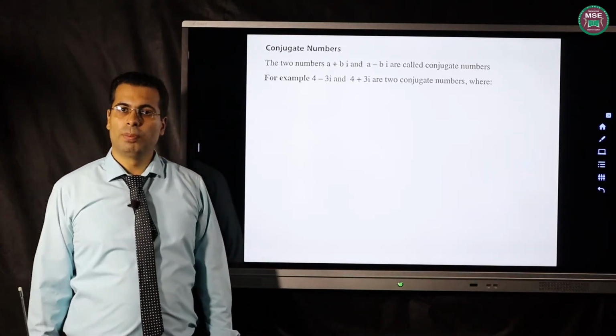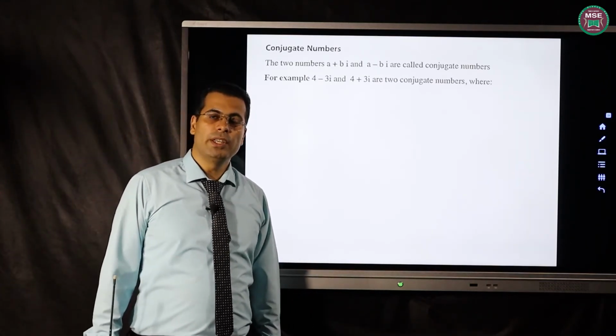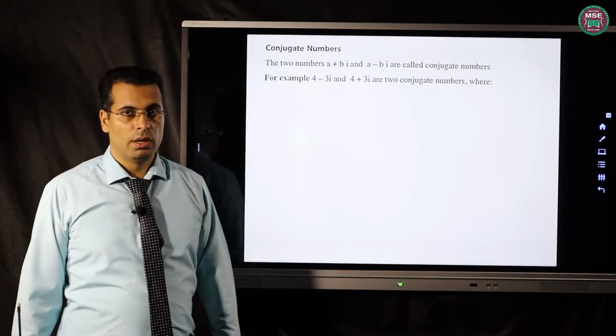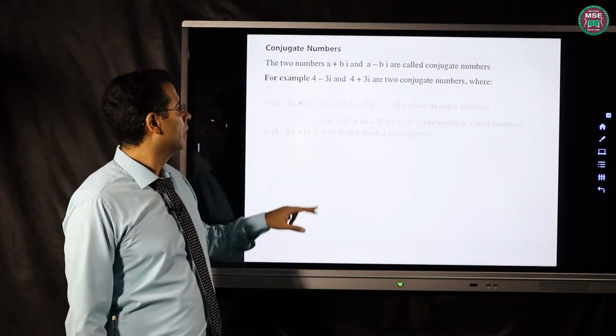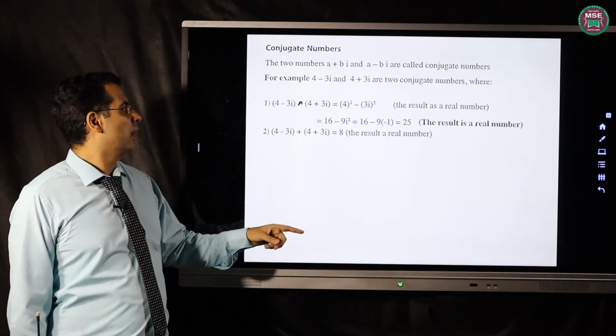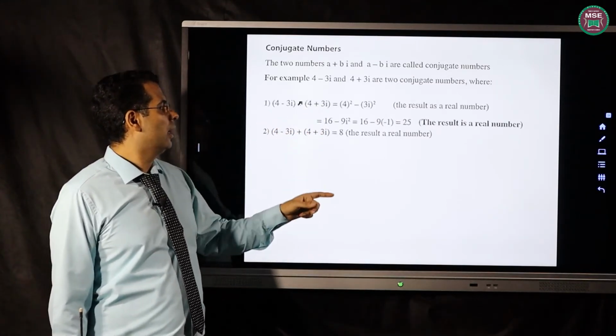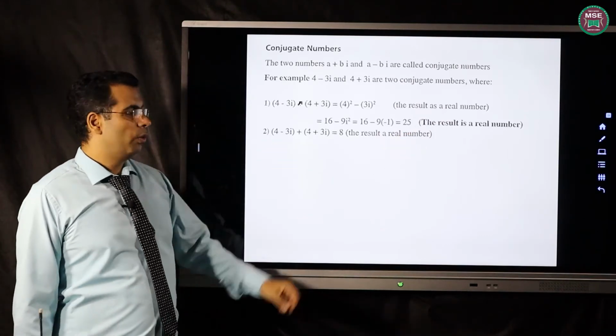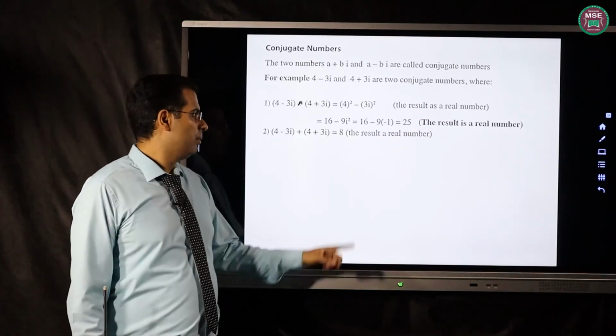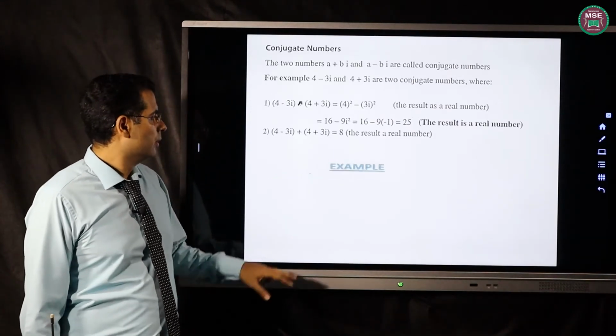When I multiply any complex number by its conjugate, it gives me a real number, and when I add them, it also gives me a real number. As 4 minus 3i times 4 plus 3i gives me the final 25, real. And when I add them, it gives me 8, also a real number.